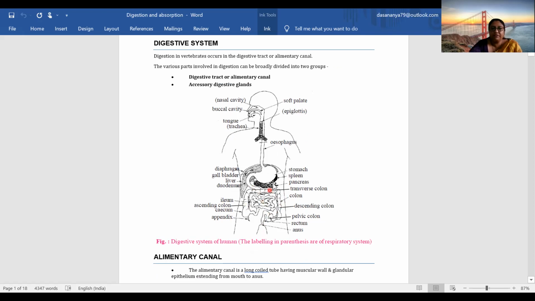So is this rough diagram of the digestive system clear to all of you? Class? Yes, ma'am. You must have studied it earlier. The only thing is we are now going to learn something extra.